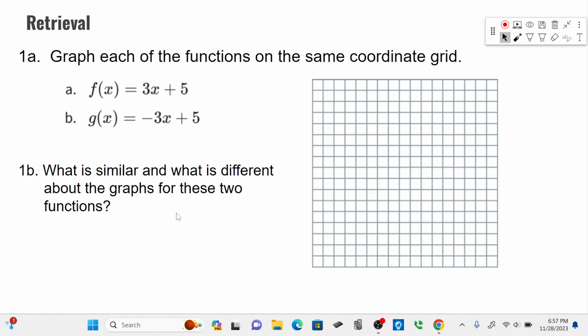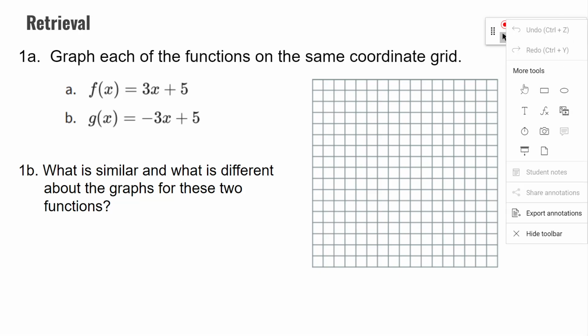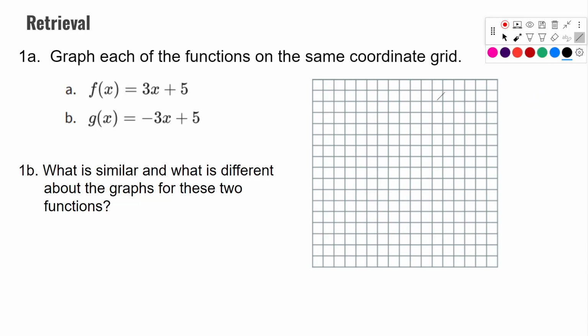I do not have an x or y axis on my grid, so I'm going to go ahead and add the axes, both x and y, and label them. And then I will go back and I will graph my two lines. So the first equation, it's in slope-intercept form. 3 is the slope, the m value, and 5 is the y-intercept.